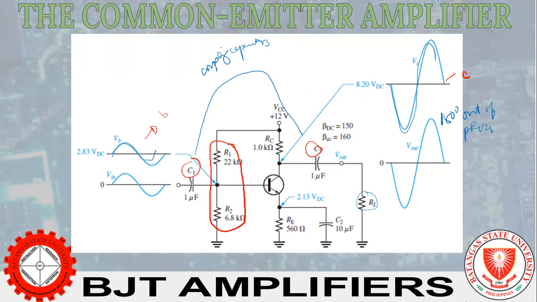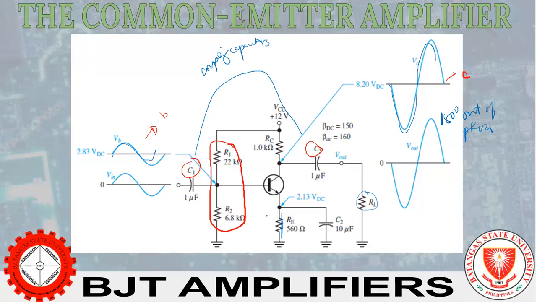Okay? So, bakit siya nag 180 degrees? So, because the AC signal is applied to the base terminal as the input and taken from the collector terminal as the output. Okay? So, the emitter is common to both the input and output signals. So, guys, mapapansin natin dito that there is no signal at the emitter because, bakit? Kasi nga, the bypass capacitor effectively shorts the emitter.